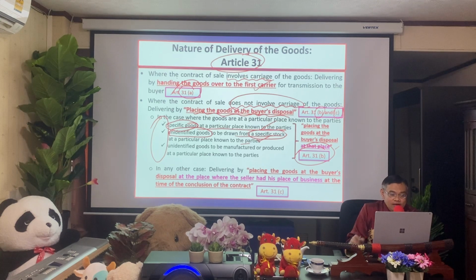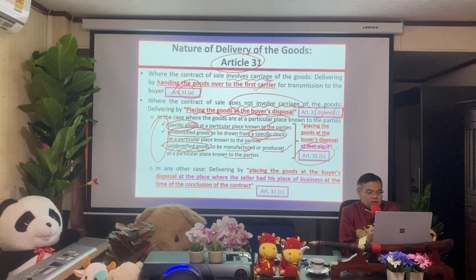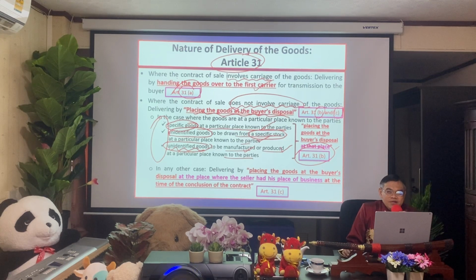And the last scenario is this. It is a sale of unidentified goods to be manufactured or to be produced. They are not unidentified goods to be drawn from a specific stock, but unidentified goods to be manufactured or produced, and the place of manufacture or production is known to the parties. In this case, according to Article 31(b), delivery will be made by the seller placing the goods at the buyer's disposal at that place as well. So this is the rule contained in Article 31(b).